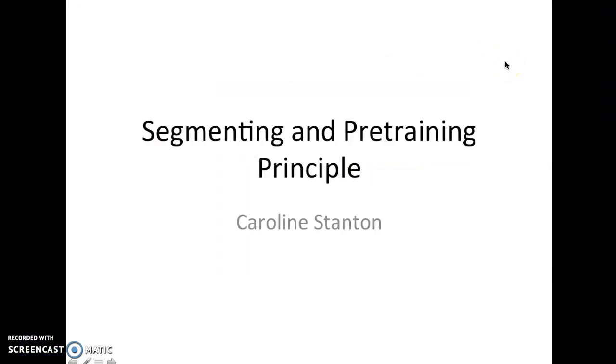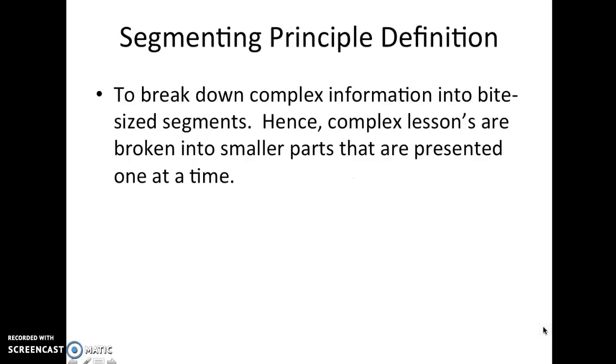Okay, so this week I'm doing the segmenting and pre-training principle. The segmenting principle is to break down complex information into bite-sized segments. Hence, complex lessons are broken into smaller parts that are presented one at a time.